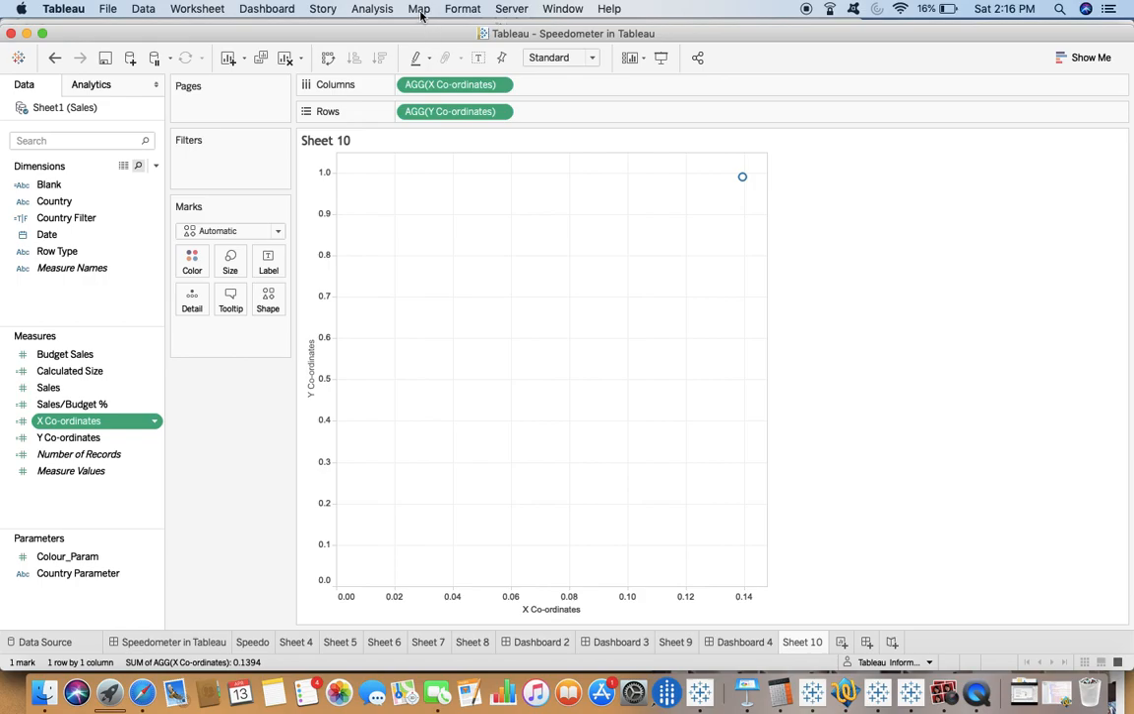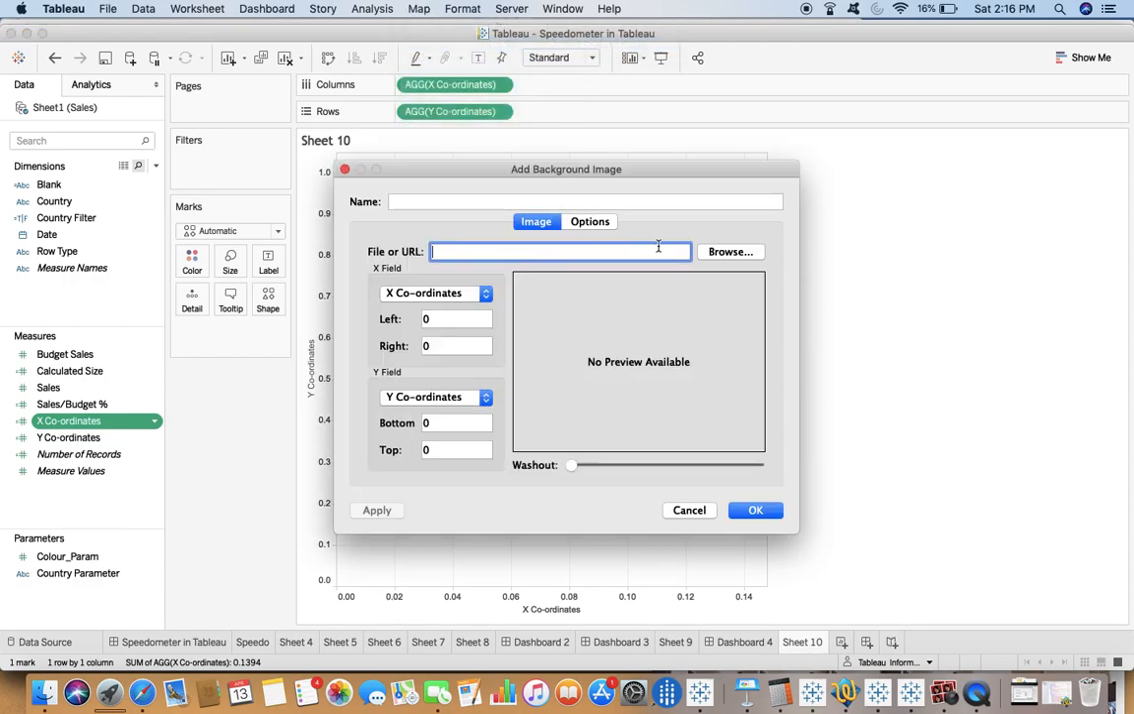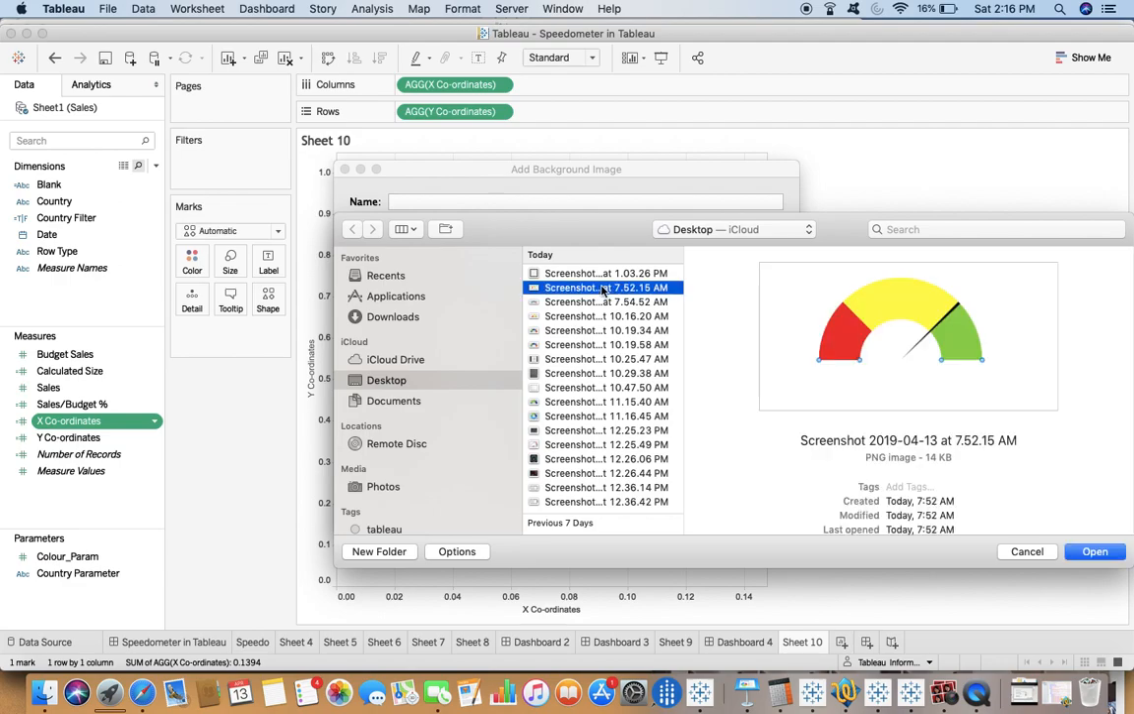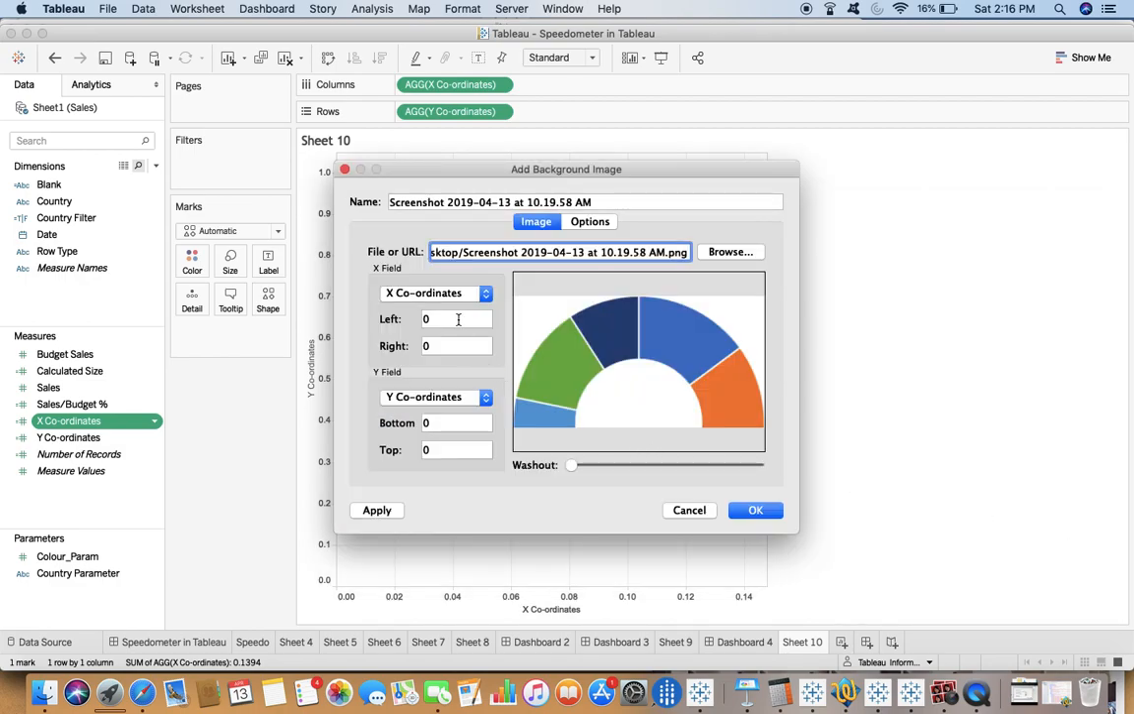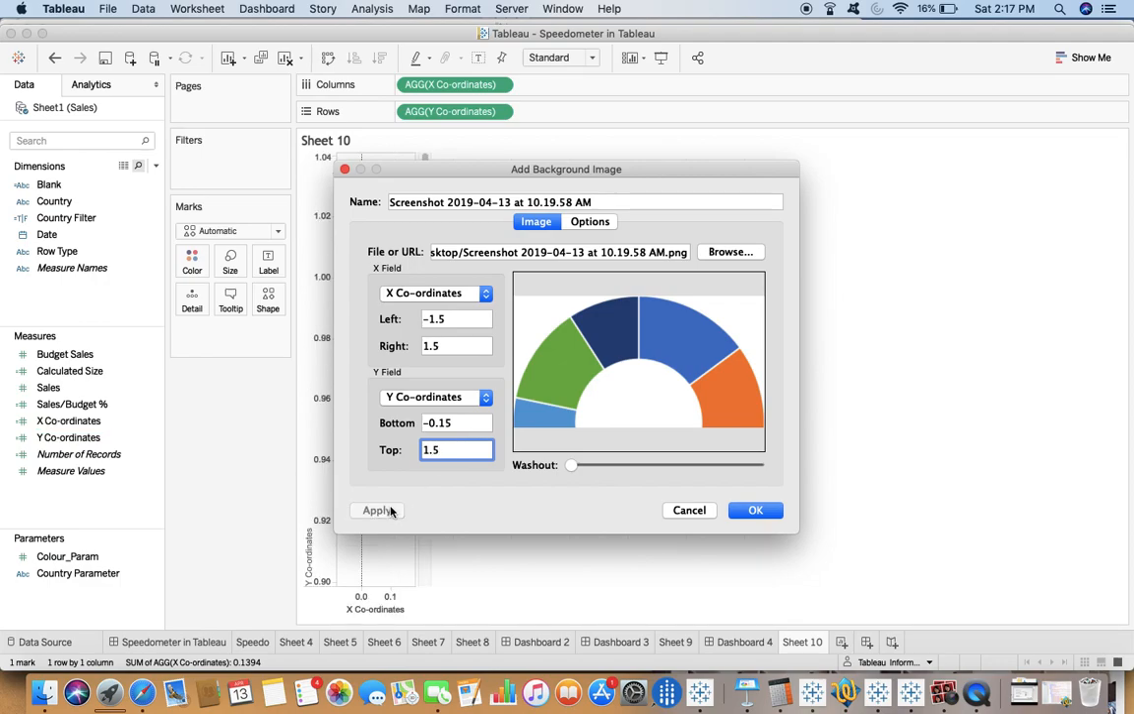Let us go back and try to insert the image. This is a tricky part as well. Sometimes it works, sometimes it won't work. I hope it works. And let me tell you, this is not my first video. So left x coordinate, under x it should be x. That was a mistake I did last time. Minus 1.5, so that it can accommodate the image properly. Bottom, say minus 0.15, and top say 1.5. Apply this.